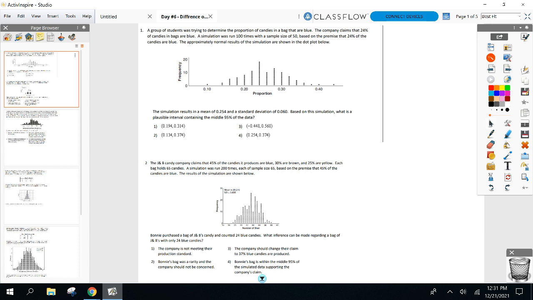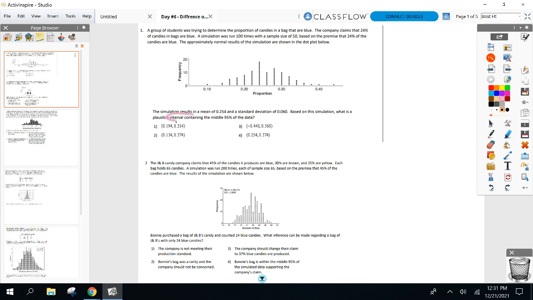And just like we did yesterday, we plotted them. How many were blue? 10%, 20%, 30%, 40%. We found that the mean was 0.254. That's 25% as a decimal. Standard deviation was 0.060. Can you guys come up with an interval that contains the middle 95% of this data?